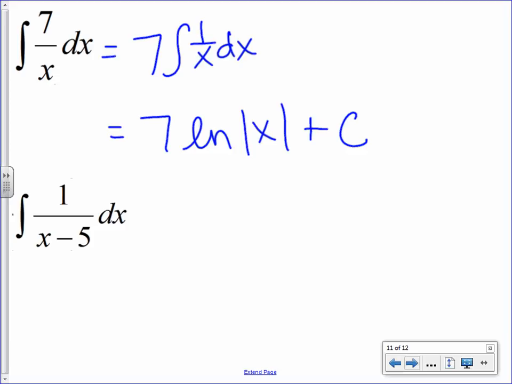How about this one? Can I rewrite this? No. You cannot break apart a denominator. Oh, darn it. But I still have 1 over something, don't I? Yeah, and that something is linear, so that's good. So this is just going to be what? Natural log of the absolute value of x minus 5. As long as this is linear, we can just go straight to there.